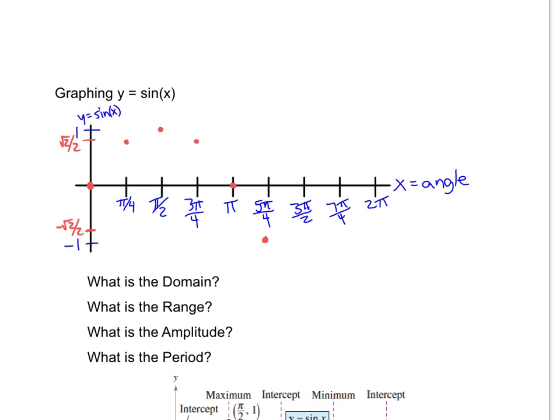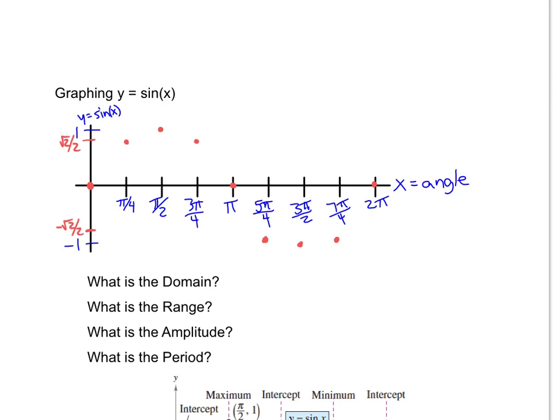How about sine of 3 pi over 2? Think about it, see it on your unit circle. Come on, we're going around the unit circle. It's the point (0, negative 1). So we're down here at negative 1. Okay? How about 7 pi over 4? Negative root 2 over 2. And then 2 pi. 0. We're back up to 0.